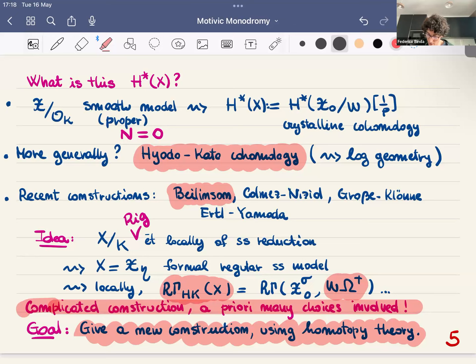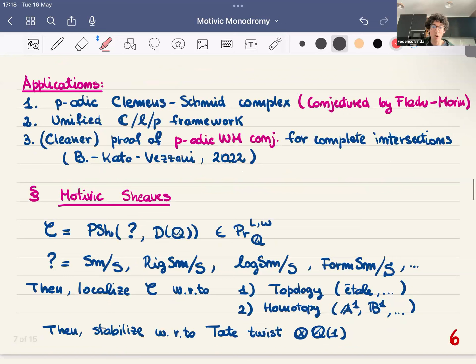Okay, so let me say what you can do with that. One consequence of this work is that we get a p-adic analog of a Clemens-Schmid complex that I stated at the beginning. This was a conjecture of Flach and Morin, followed by the work of Chiarellotto, Suzuki, and other people.